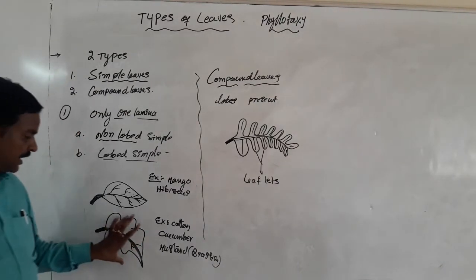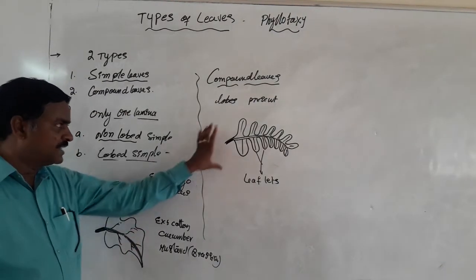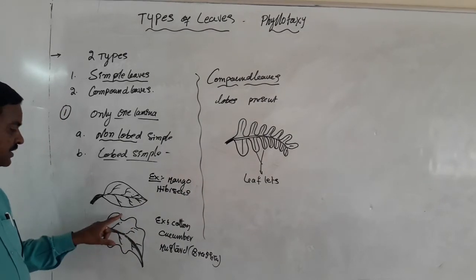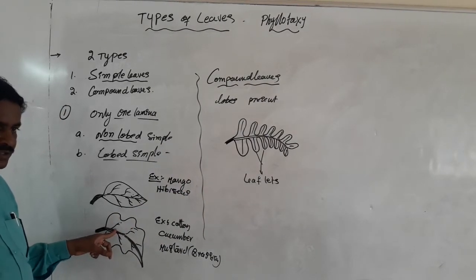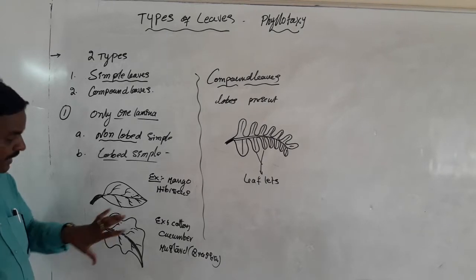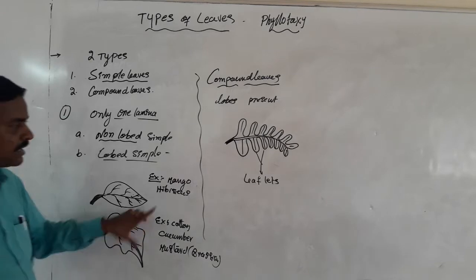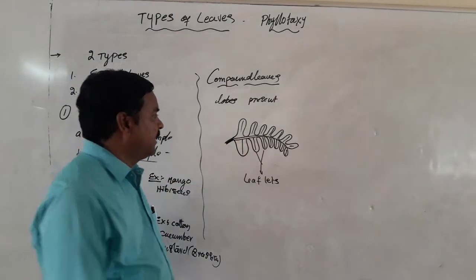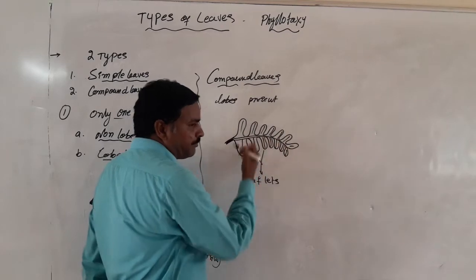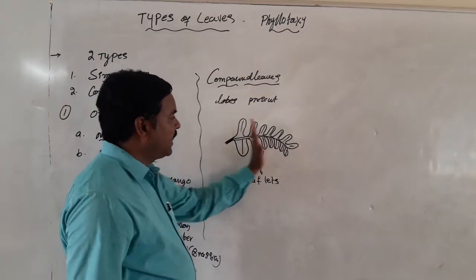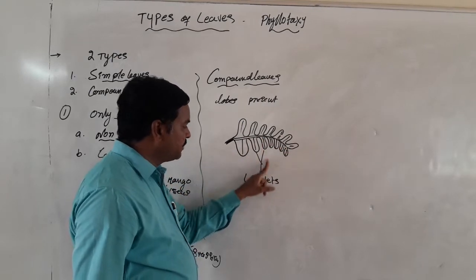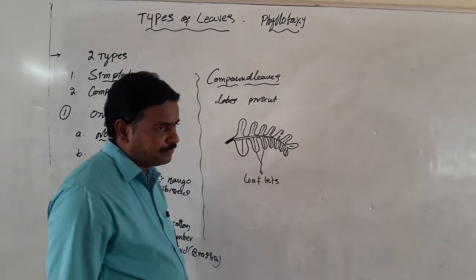Incisions are there in this simple leaf and in this compound leaf. But in the simple leaf, the incisions do not touch the midrib, so the lamina is not dissected. The lamina is continuous and the lamina is only one. But here, all these incisions touch the midrib simultaneously, dividing the total lamina into small pieces. Each and every piece is called a leaflet.